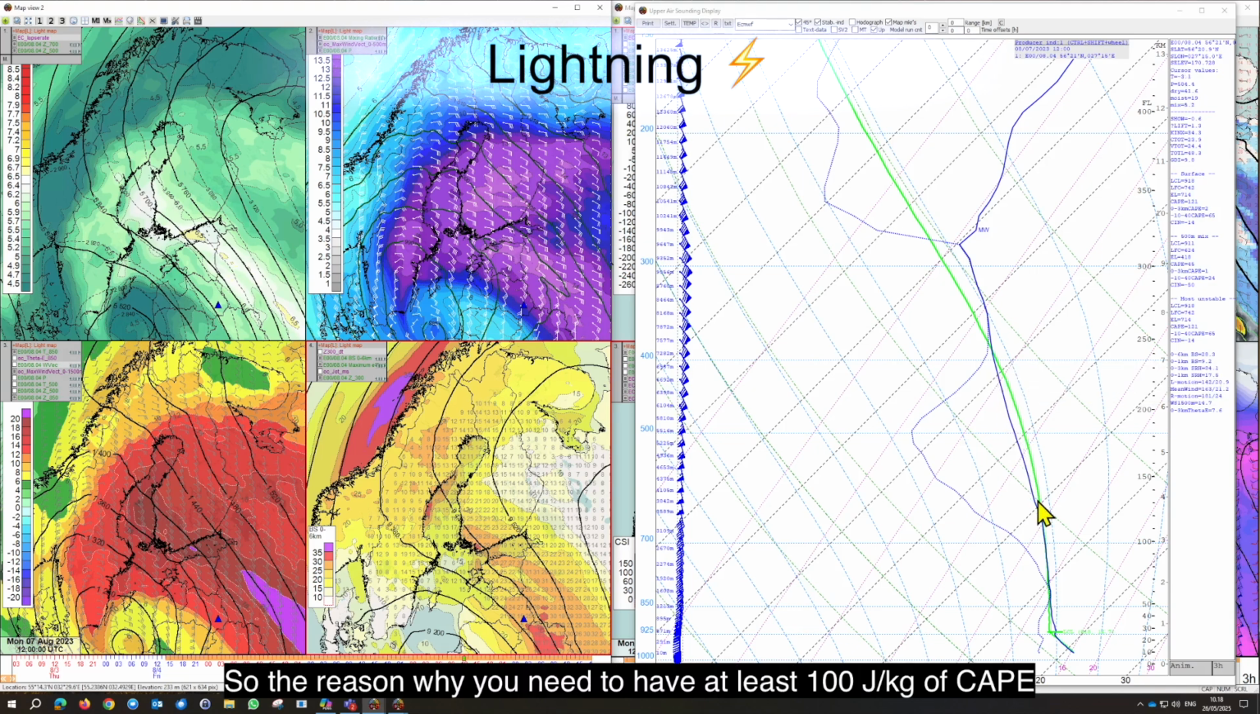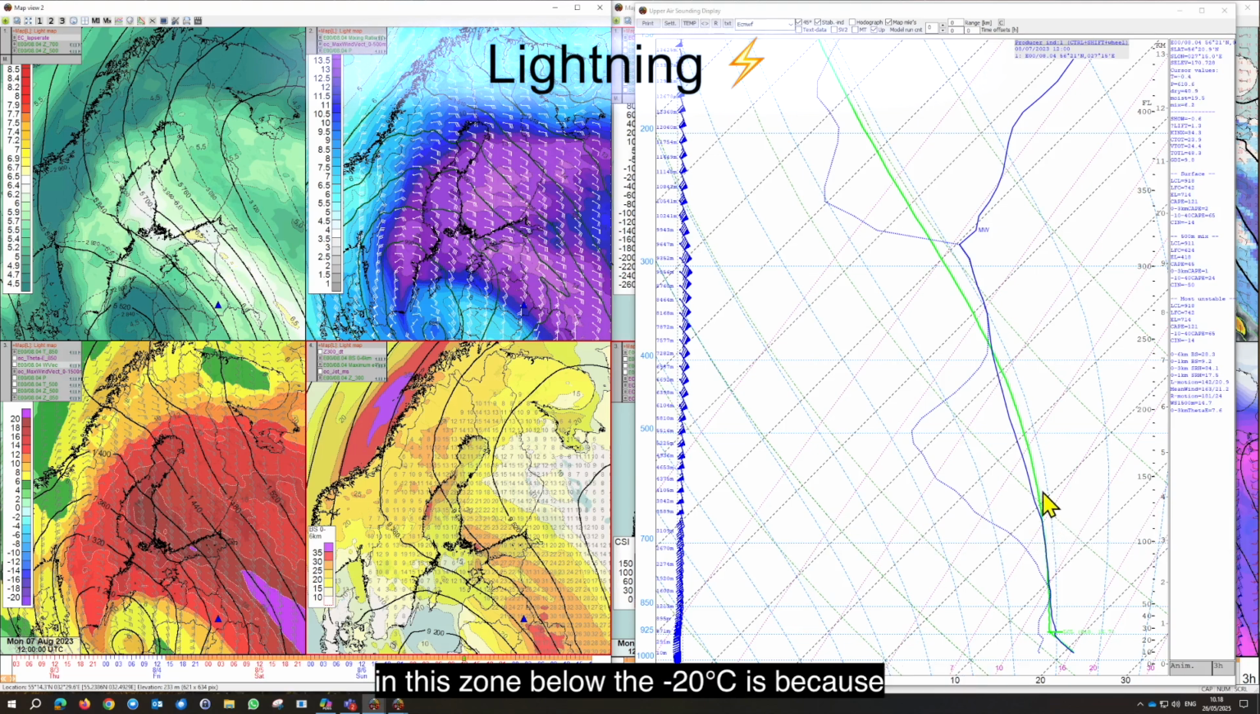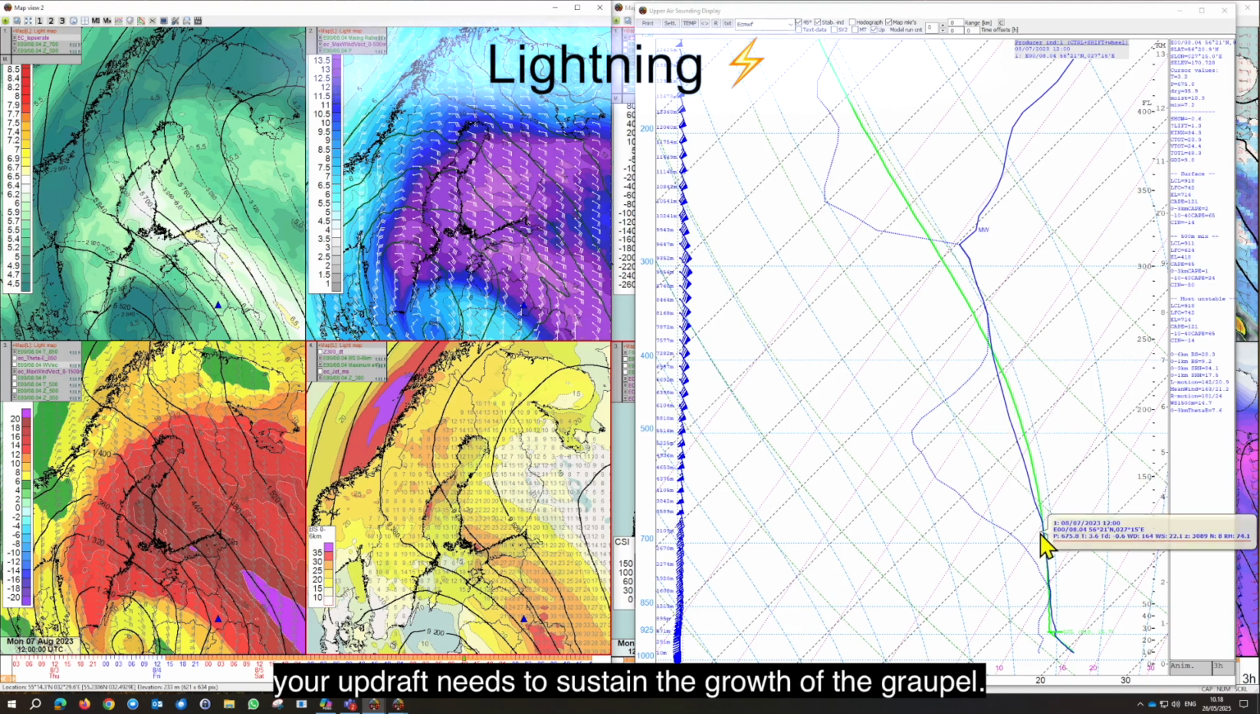So the reason why you need to have at least 100 joules per kilogram of CAPE in this zone below the minus 20 degrees Celsius is because your updraft needs to sustain the growth of the graupel.